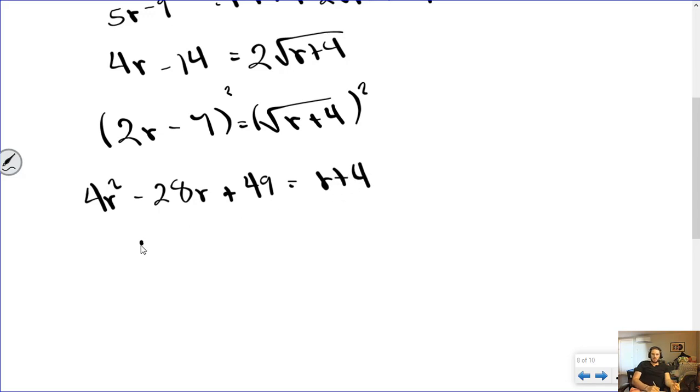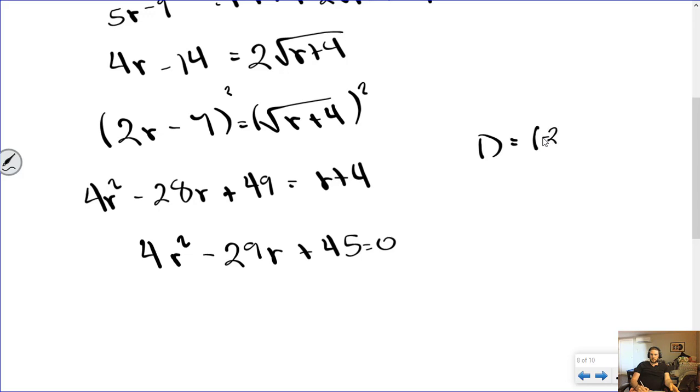So we're going to move everything to the left-hand side, so 4r squared minus, if I have positive r and I bring it over, I get negative 29r, and then if I subtract 4 from both sides, I get plus 45. So here, this thing is equal to 0. All right, the numbers are relatively large, so it can be a little tricky to tell if this is going to be factorable or not. So before you go through all the work of trying to figure out if it is factorable, what I suggest is just check the discriminant. All right, the discriminant is b squared minus 4ac.